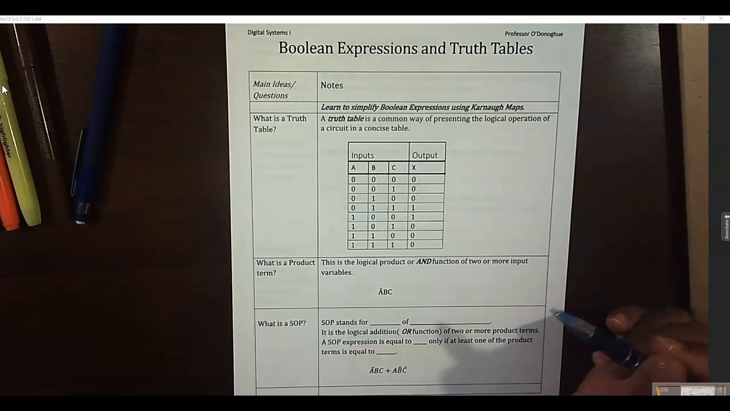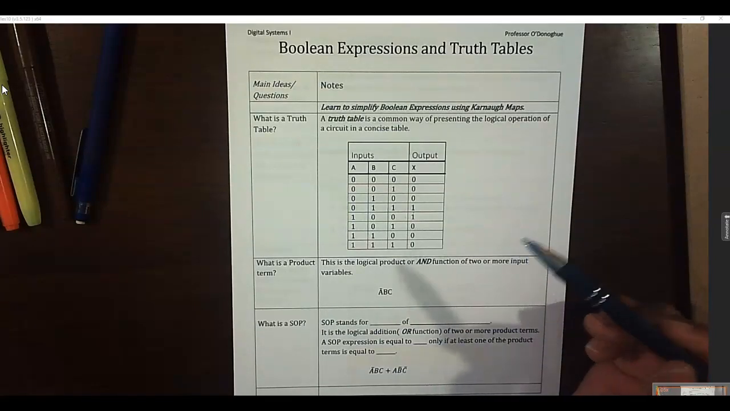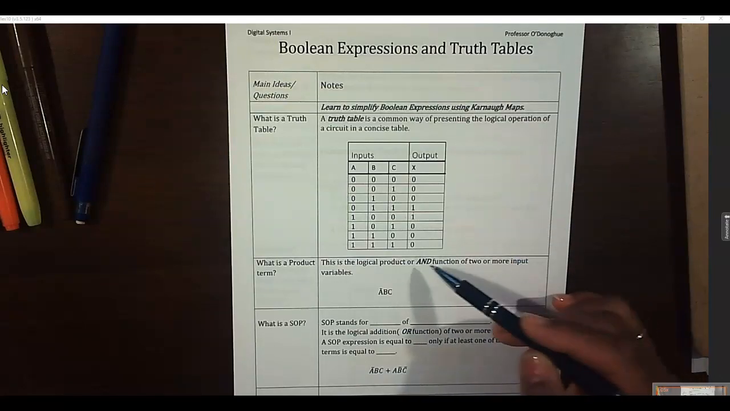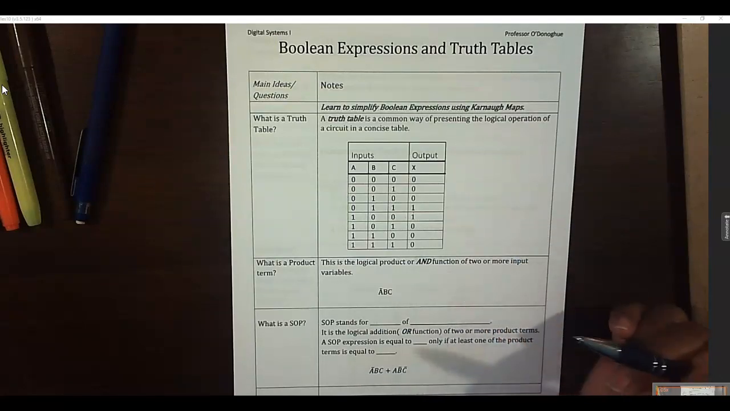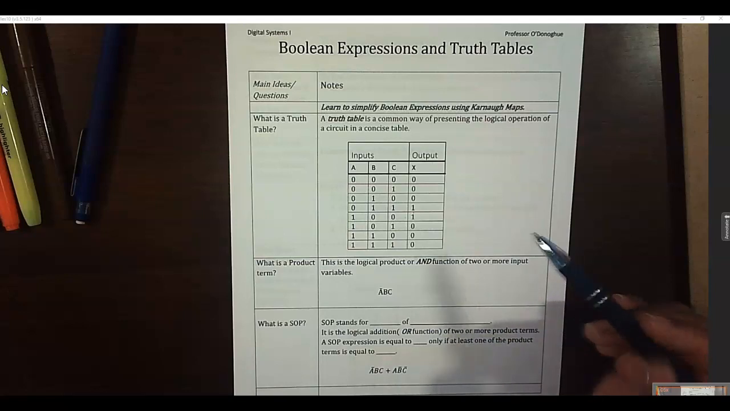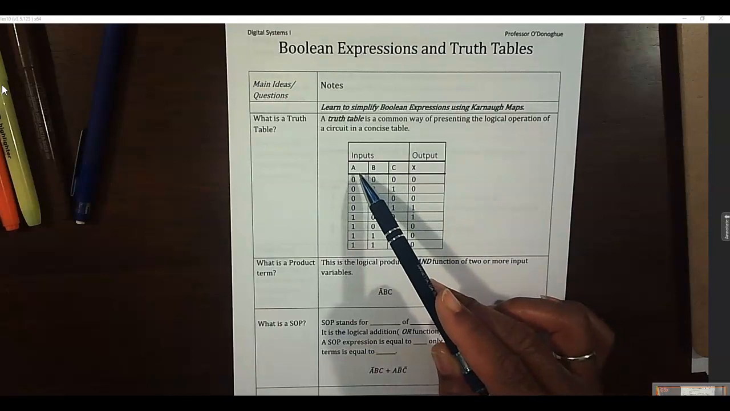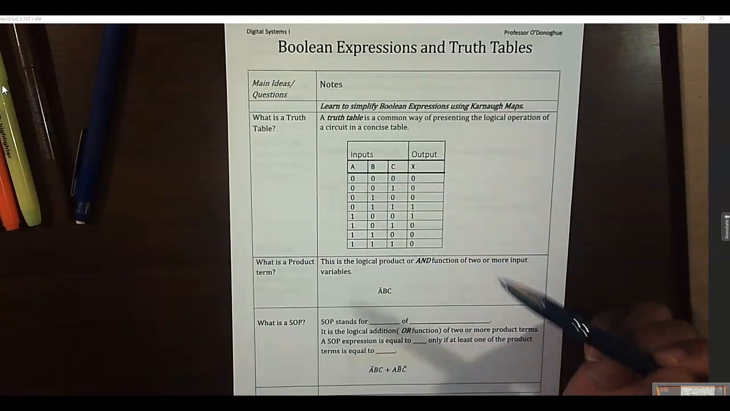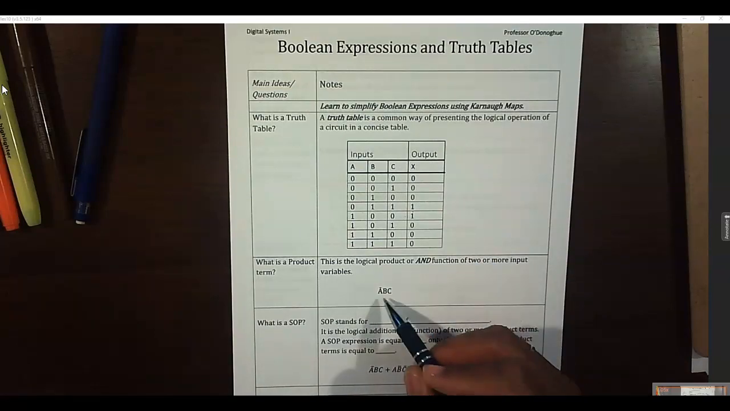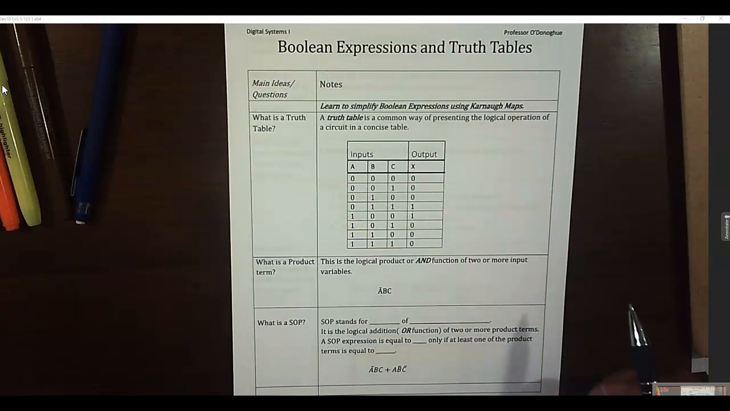Product term. What is a product term? So this is the logical product, or the AND function, of two or more input variables. So if we have three variables, once again, as we were saying previously, A, B, and C, and those represent our inputs, if we AND those together, we get a product term. For example, not A, B, C. That's a product term.